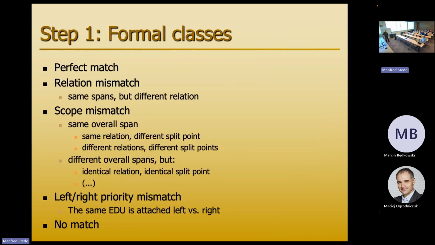We defined these 5 formal classes of what can happen. There can be a perfect match. That's the easy case.